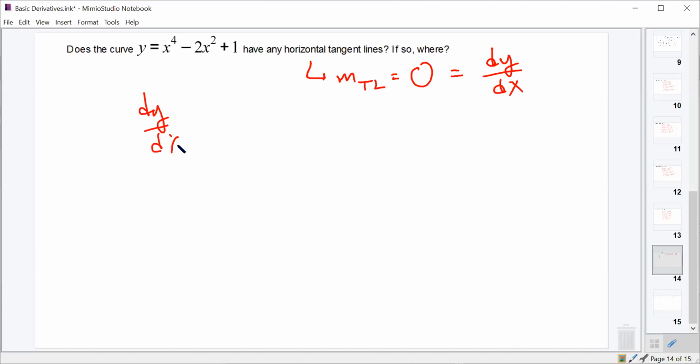So dy dx should have come out to be what? 4x cubed minus 4x. Is that what you all got for your derivative? Yes. And we set it equal to 0. And how do we solve that equation? We should do what with it?